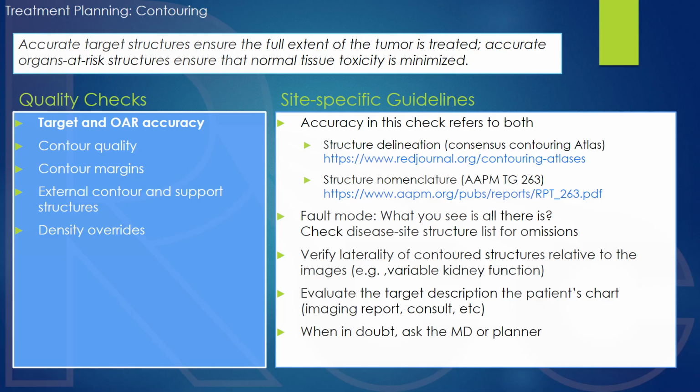Okay, so now let's discuss contouring. Accurate target structures ensure that the full extent of the tumor is treated. Accurate organ at risk structures are needed to ensure that normal tissue toxicity is minimized. The accuracy in this check refers to both the structure delineation, and below is a link to consensus contouring atlases that can be used to evaluate anatomical boundaries.